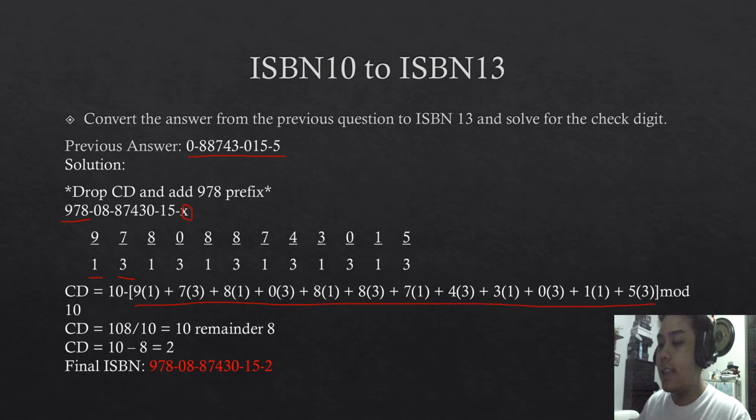However, to get the check digit in ISBN 13, it's not directly the remainder. It's actually 10 minus modulo 10. Which means that the remainder we get from dividing the total by 10, we actually have to subtract from 10. So that is what happened here. The total of this is 110. Hmm, since it's modulo 10, we divide it by 10, and the answer is 10 remainder 8 since it's 108. Now that we have the remainder of 8, the check digit is 10 minus 8, which is 2. So our check digit is 2.